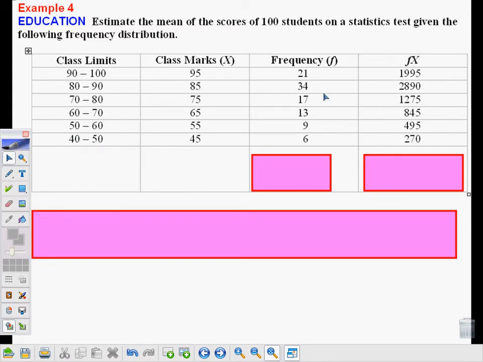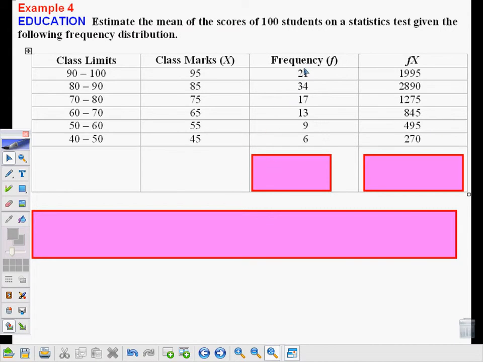All right, and then I've also got here the frequency of how many data points are falling in this class limit. Now there's something else that's really important to note. A nice feature on this table is this F times X column, which is taking the frequency, how many times each of these class limits are generated, and the class marks. So for instance, 21 times 95 is 1,995. This column is going to help us quite a bit with finding the mean, okay?